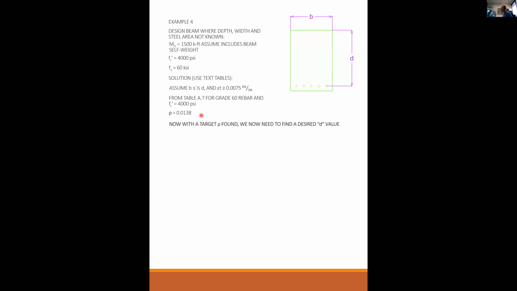But in real life, when I design a beam, I don't have anybody telling me that B should be equal to half a D or epsilon T should be greater than 0.075. I'm just making that up for you. Yeah, but you make assumptions as well in real life, right? No. You don't? No, no. In real life, you have other constraints.